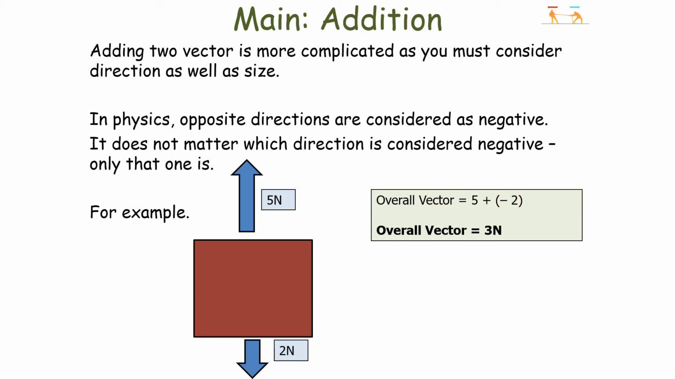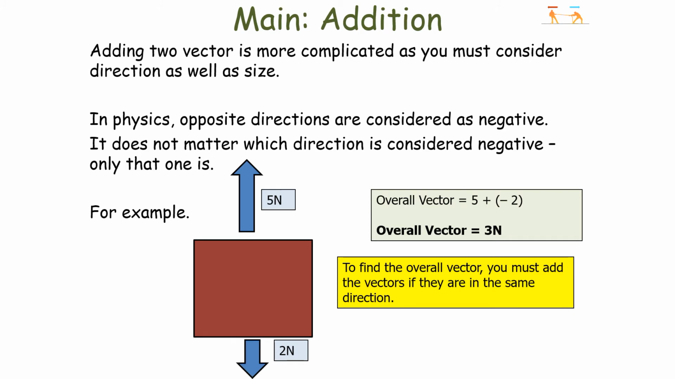So to add these two vectors in this particular example, you would do overall vector is 5 plus minus 2, so the overall vector is 3 newtons. So to find the overall vector, you must add the vectors if they're in the same direction, but you subtract the vectors if they are acting in opposite directions.